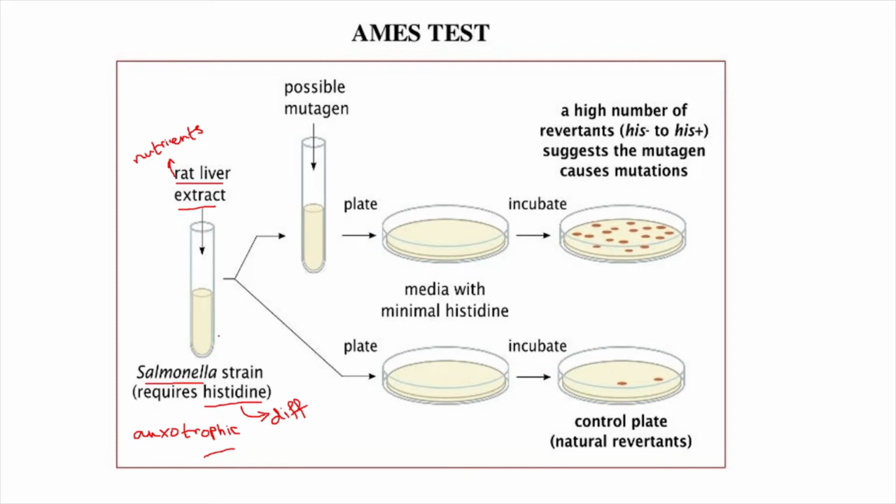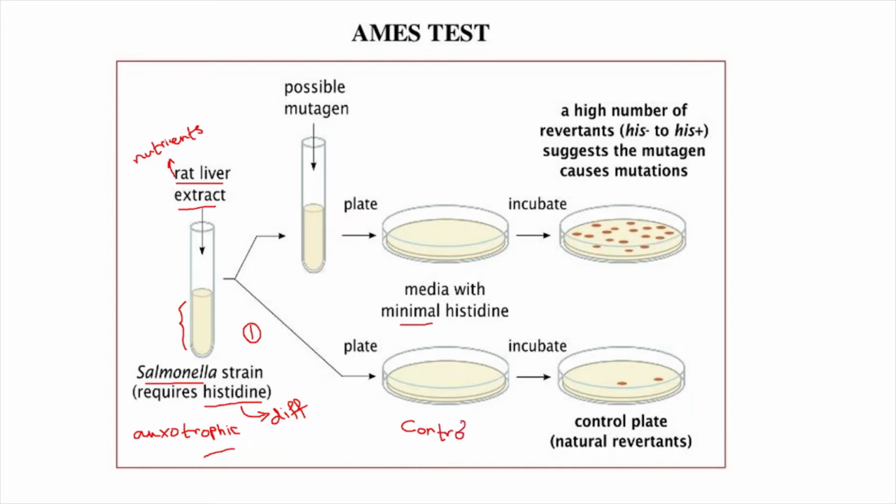So now we are taking this test tube where we have added rat liver extract and Salmonella bacteria, and we are doing two processes. First, part of the contents is plated on a medium with minimal histidine, which means it contains almost no histidine or a very small amount. So part of the rat liver extract plus Salmonella strain is added to a medium containing minimal histidine. This medium is used as a control. This is the first process.